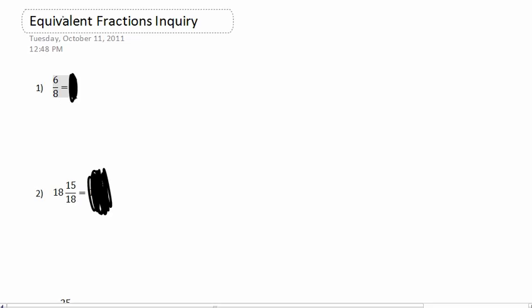So 6 can be divided by 2 and 3. 8 can be divided by 2 and 4. And we don't really use 1 because that's the same. It's going to be the most equivalent fraction. Okay, let's do this again. So 6 is divided by 2 and 3. This is divided by 4 and 2. So the one that is the same for both is 2. So we are going to divide them each by 2.